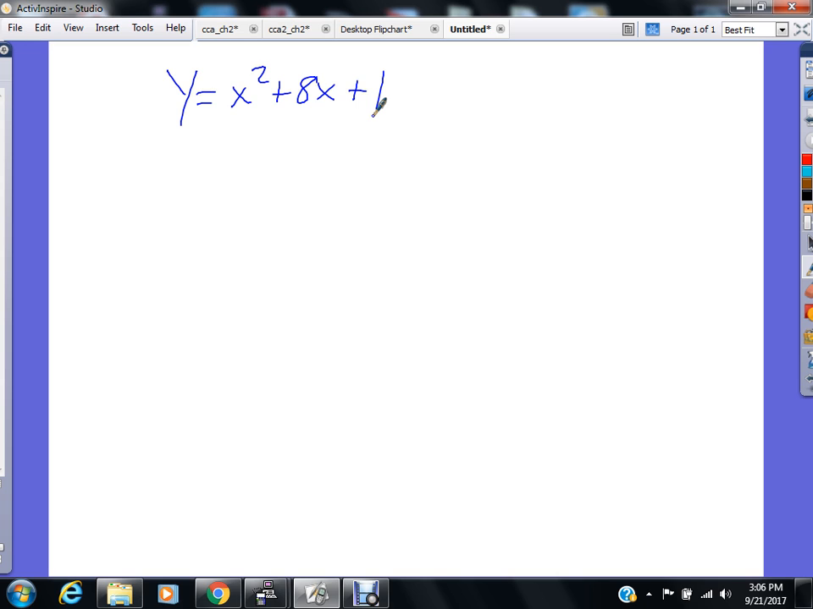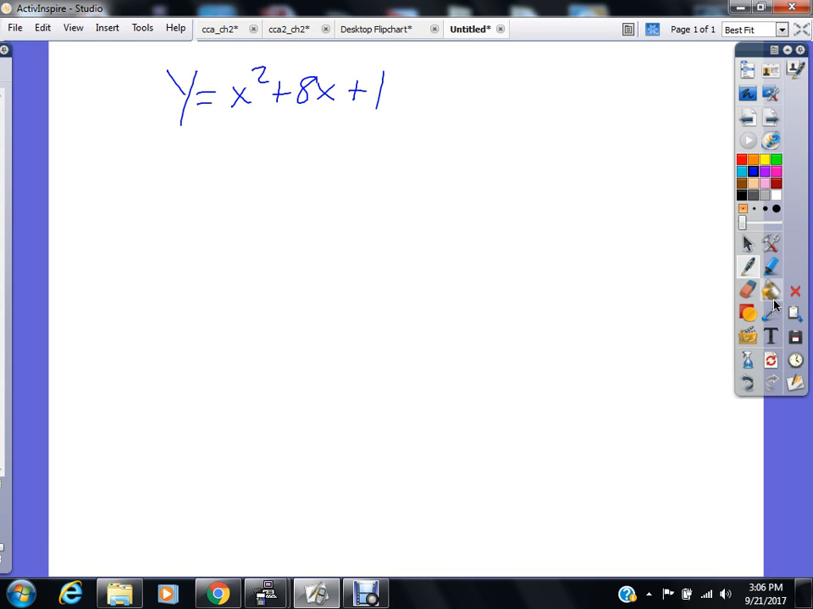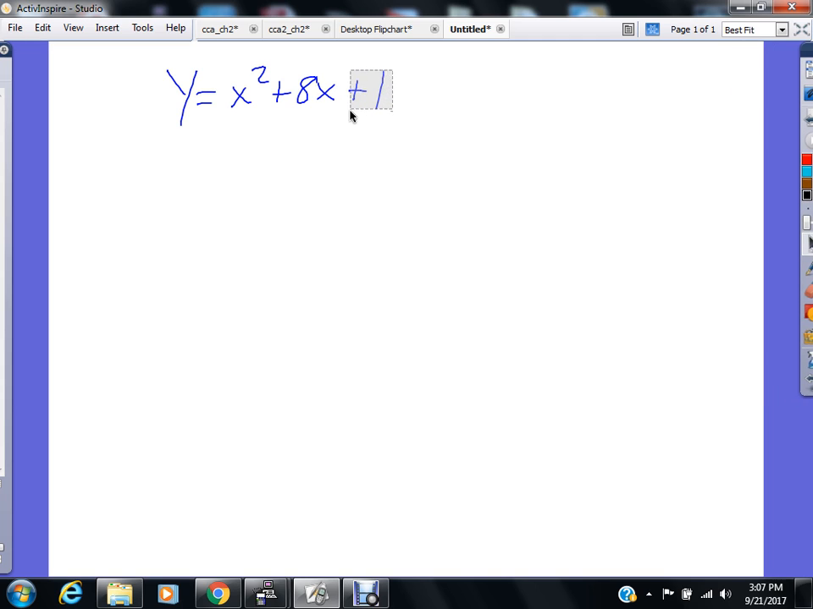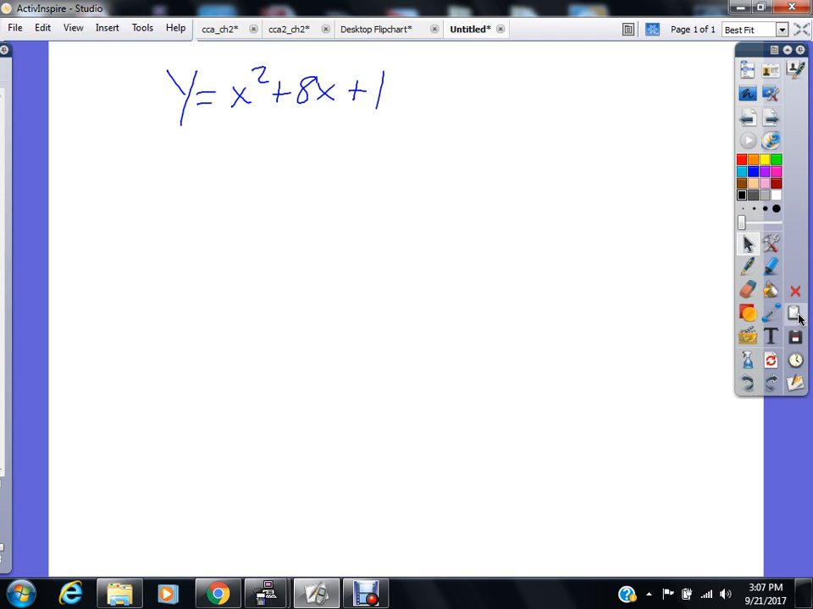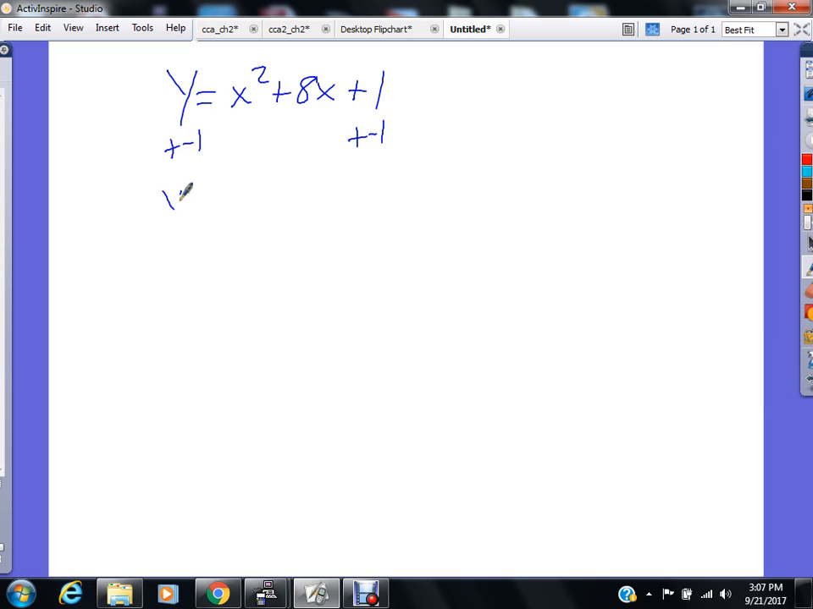The first thing that I need to do if I'm going to use the completing the square method is I need to look at blanking this area out. I need to look at getting rid of that plus 1. Okay? So the way that I'm going to do that is by adding a negative 1 to both sides. So now I have y plus negative 1 is equal to x squared plus 8x. And now I have this area here blank.